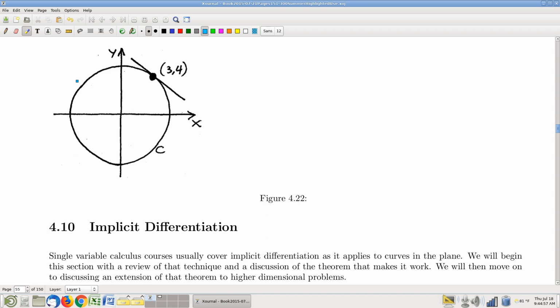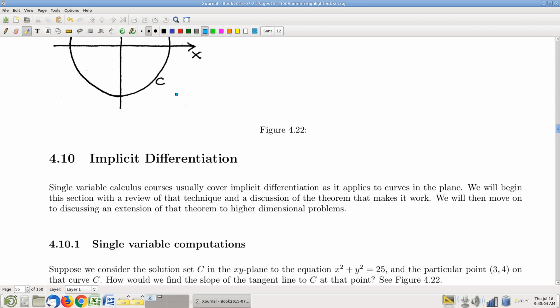I'm going to try to find the slope of the tangent line to this curve. That curve, of course, is given by the equation x squared plus y squared is, okay, this is a circle of radius 5. So x squared plus y squared is 25. We want to look at the point 3 comma 4. And let's find the slope of that tangent line.